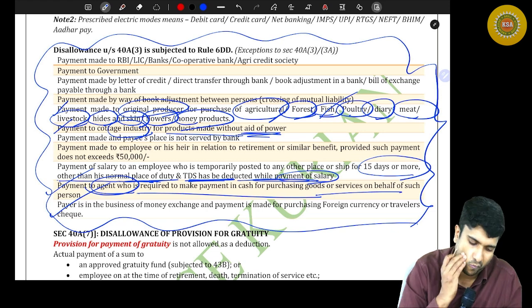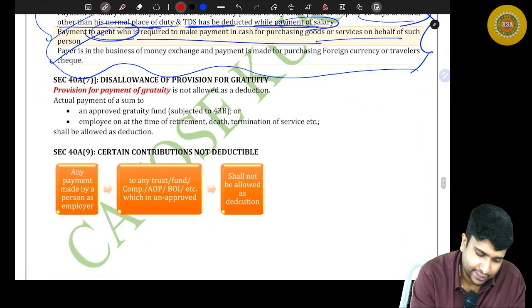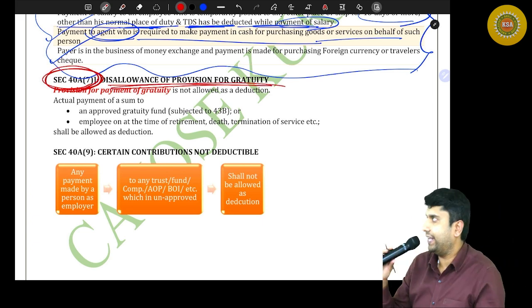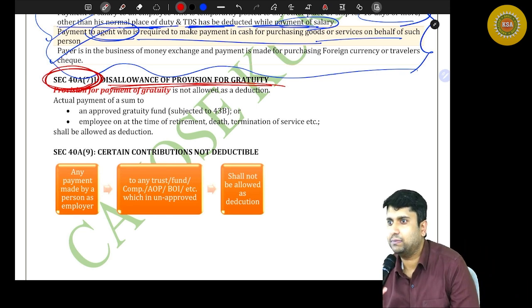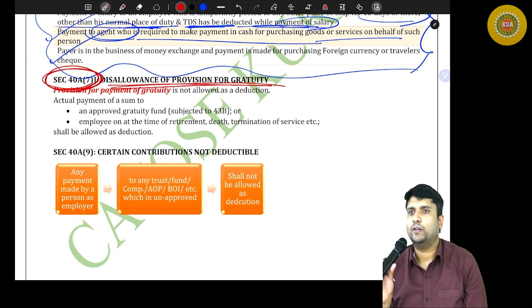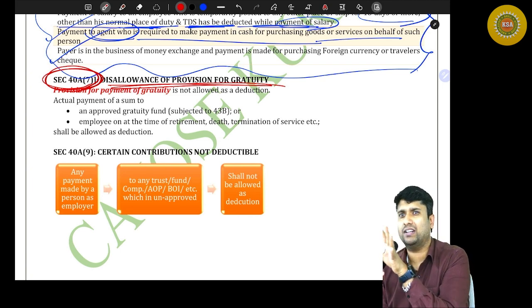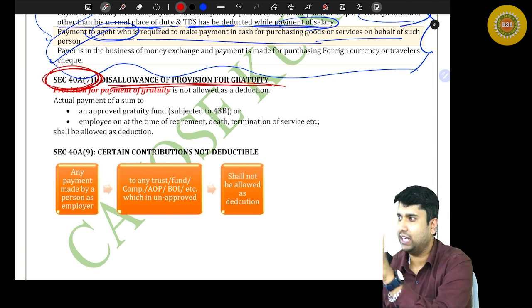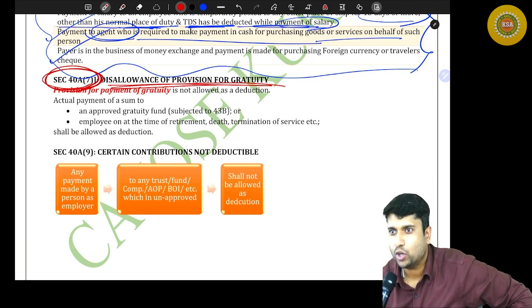Moving on to the next point, friends. What is the next point? Section 40A(7). That is disallowance of provision for gratuity. Imagine I'm starting a company today. You all are my employees. I have around 100 plus employees. I know that someday or other, you all will retire. Yes or no?